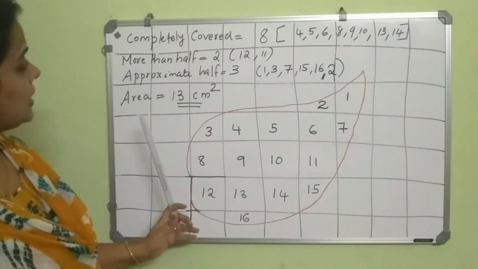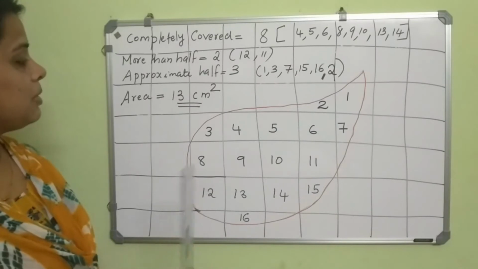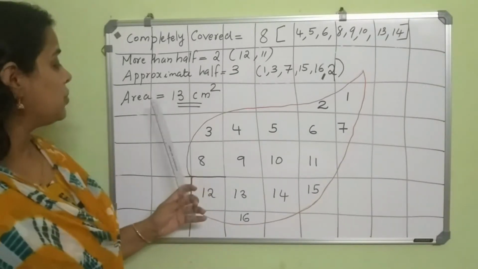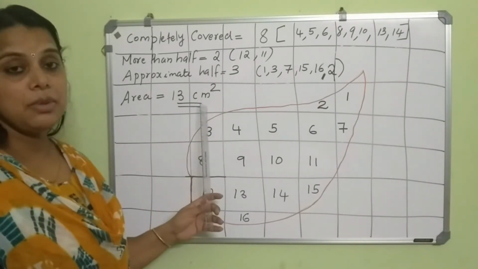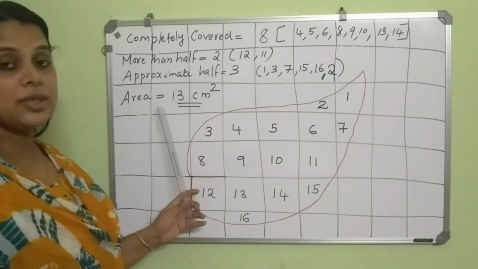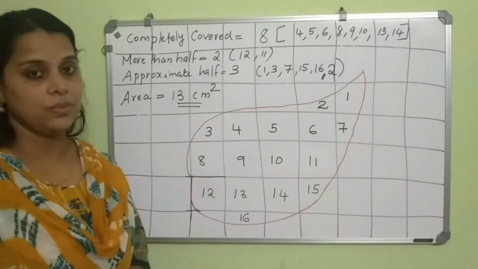Since we consider the squares in a 1 centimeter squared sheet, we have to express the area in centimeter square. This is an approximate value. This is not an exact value.